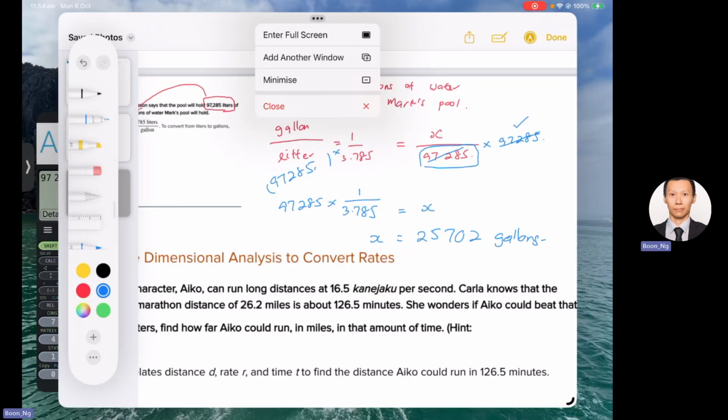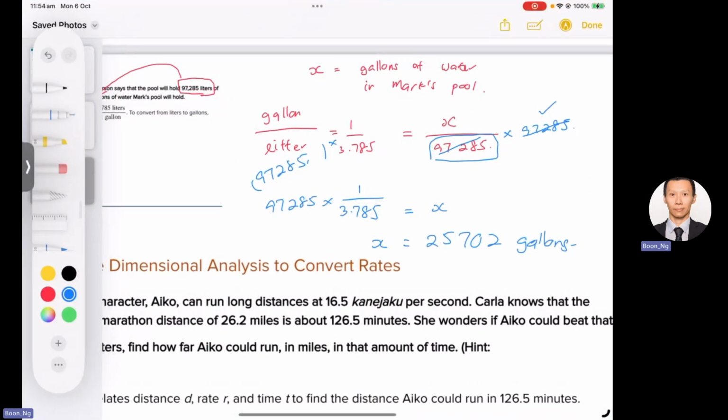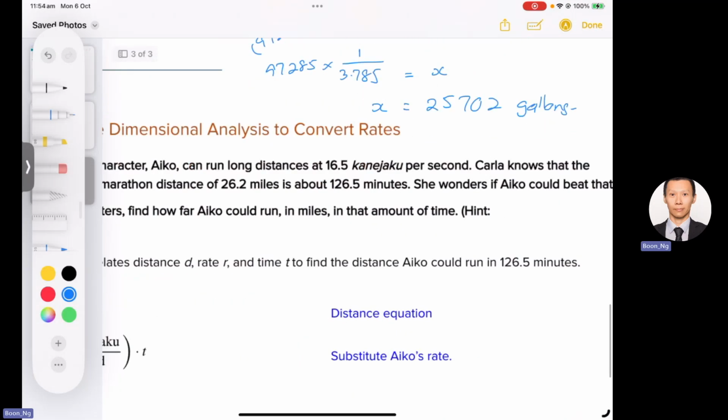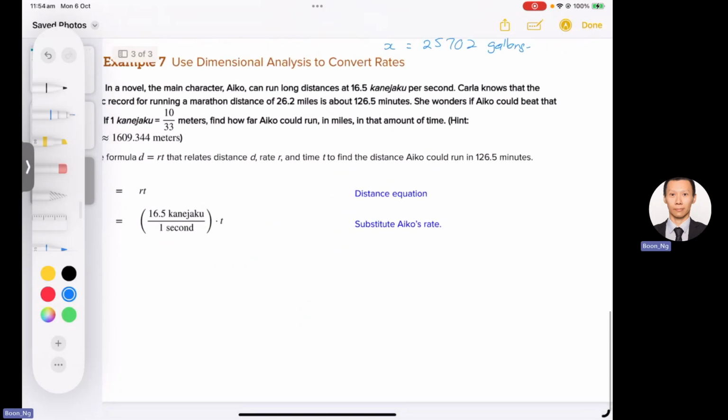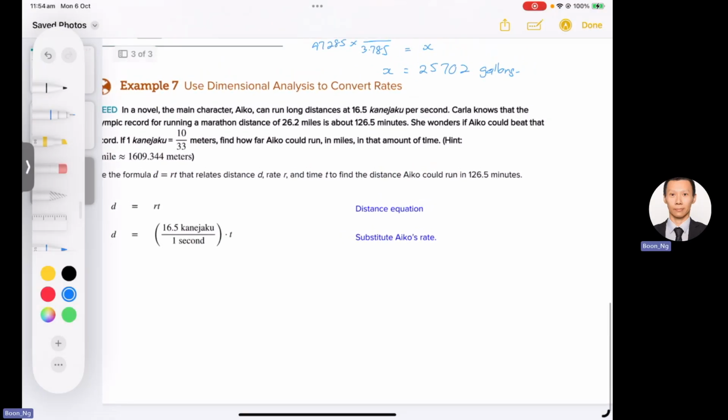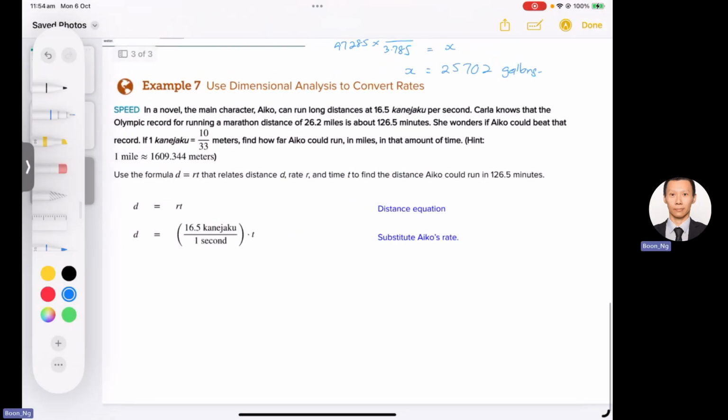Okay, now that would be example 5. Now we move on to the last one. The last one is more complicated. It's really complicated. And when you look at this, Aiko is running at a speed. This is a speed.